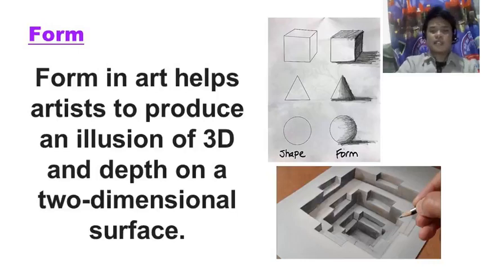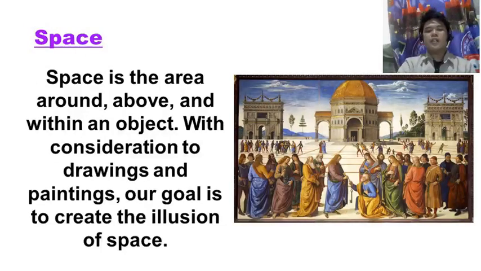Next is the space. Space is the area around, above, and within an object. So usually, it also creates an illusion and it depicts and shows a distance. Okay, just like for example in this painting. Okay, you can see that the people in front have the same size compared to the buildings at the back portion.